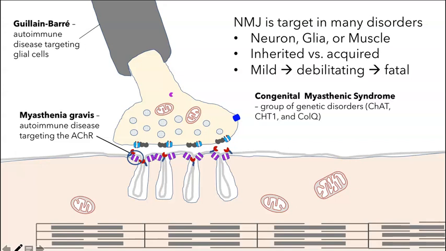There are still other sets of disorders that affect a number of other players. For example, there's a group of disorders called congenital myasthenic syndrome. So these are inherited conditions. They can affect a number of different players, including choline acetyltransferase, CHT1, and ColQ. And each one of these, again, would lead to muscle weakness. Finally, there are nerve gases, exogenous agents such as sarin and VX, which can block acetylcholinesterase action, and these can prove fatal.